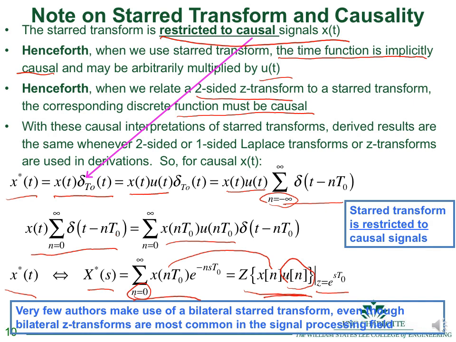And in control systems, often the Z transforms they use are the unilateral Z transform. However, we're going to be using the bilateral Z transform. And so when we use the Z transform, we should multiply by u of n. Very few authors use a bilateral star transform and typically restrict signals to causal signals, as we've shown above.